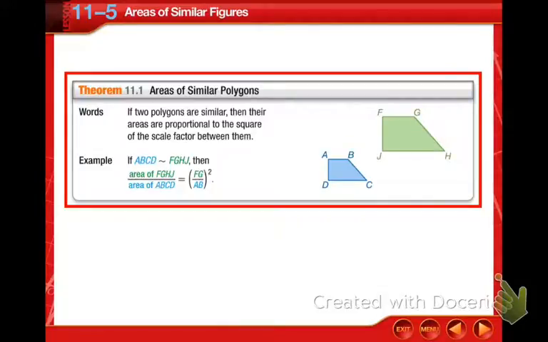So you can use any side, if we know that they're similar, and come up with a scale factor, so the corresponding 2 sides. So in this case they use FG and AB, the tops of this trapezoid. And then you just square whatever you get there, set that equal to the ratio between the areas. And if you're looking for one area, you use the ratio, cross multiply, and find the other area after you square the scale factor.